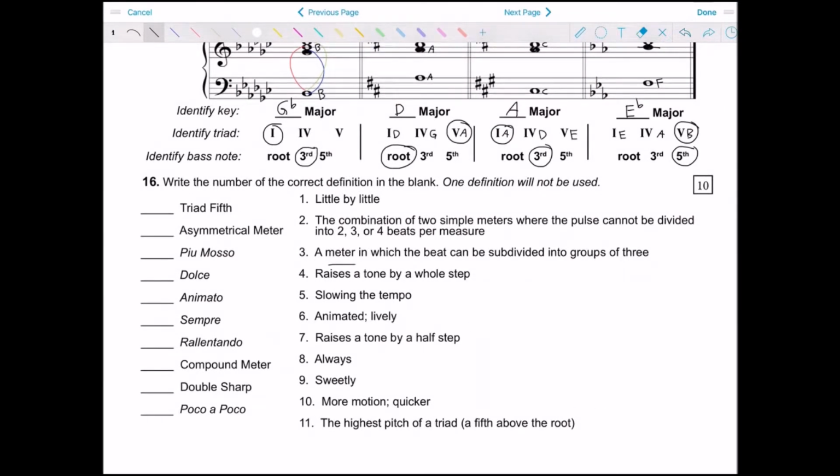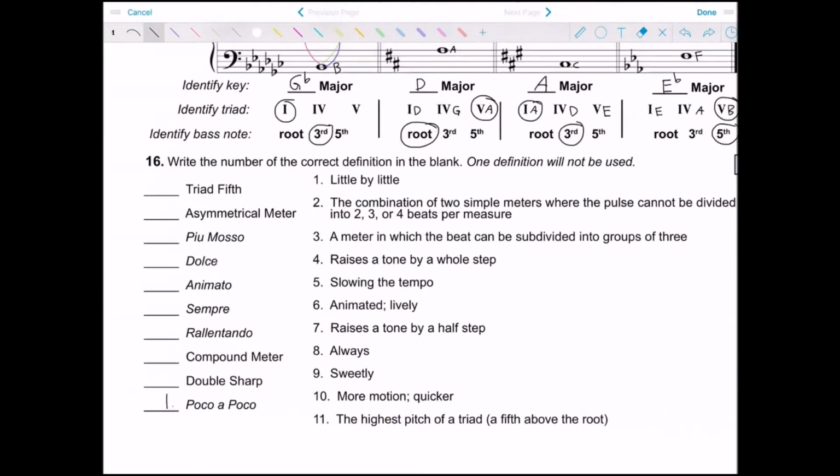Okay, this says little by little. Little by little in Italian is poco a poco. Poco means little, so number 1 is right there.